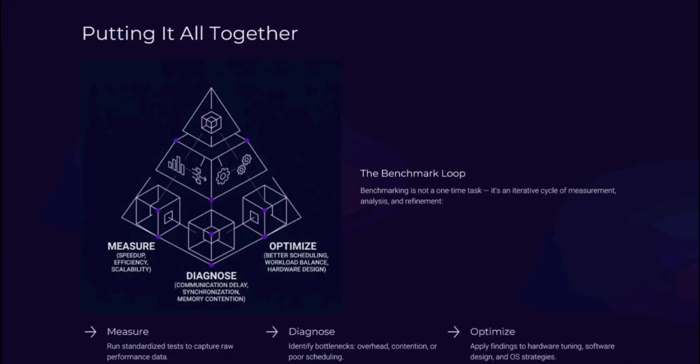Multiprocessor benchmarking also helps in evaluating scalability. Scalability means how well the system performs when the number of processors increases. A good multiprocessor system should show improved performance as more processors are added.